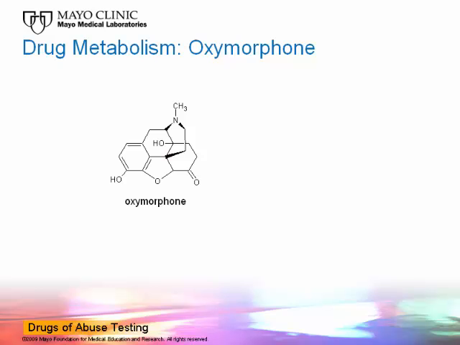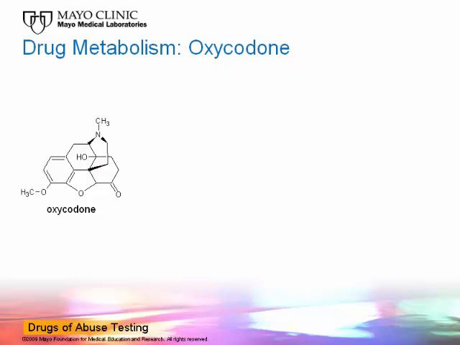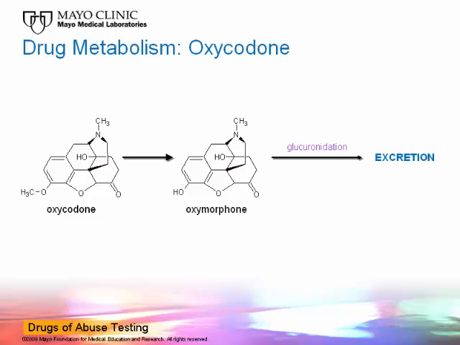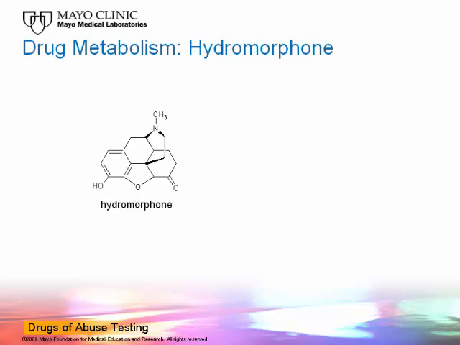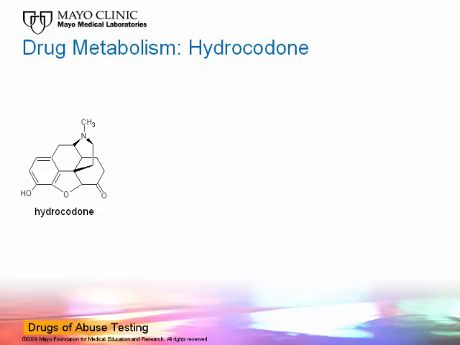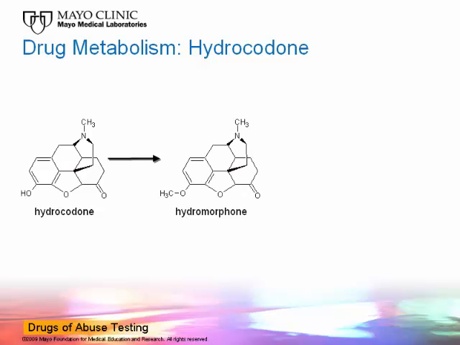Again, oxymorphone, another drug that's given as an analgesic, is simply glucuronidated and excreted, much like morphine. Oxycodone is then also metabolized to oxymorphone, which is then glucuronidated and excreted. Hydromorphone, glucuronidated and excreted, and hydrocodone metabolized to hydromorphone, which is glucuronidated and excreted. So you can see that a lot of the opiate analgesics have what we call active metabolites.